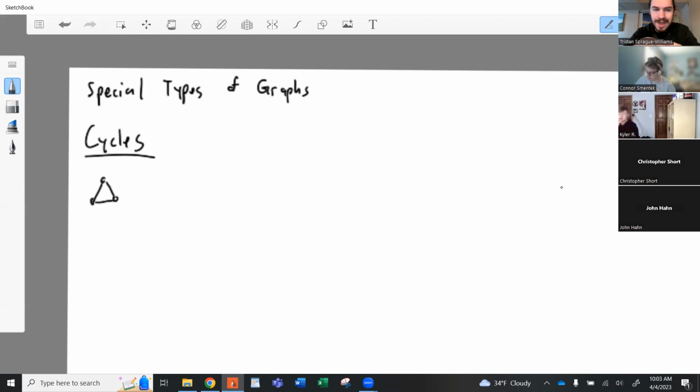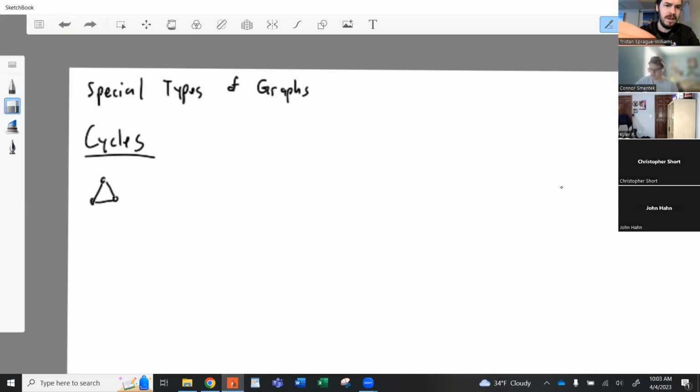There's no other edges, just a sequence of vertices that form a circle, or the closest you can get to a circle with that many vertices, like a polygon. So the smallest cycle you can make is 3 vertices, because you can't make a cycle on 2 vertices. You could do that, but that's multi-edges, and cycles are actually simple graphs.